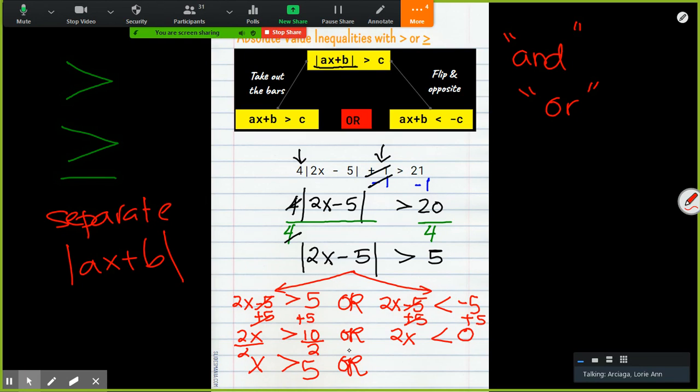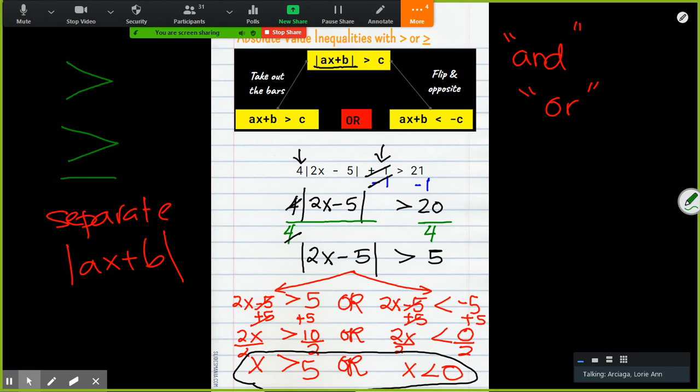Hey, Christian! Yay! So Christian divided both sides by 2, and Christian got x is less than 0. That's awesome. So thanks, Christian. These are the two answers. You do not force them to be together. Just leave them alone as they are.